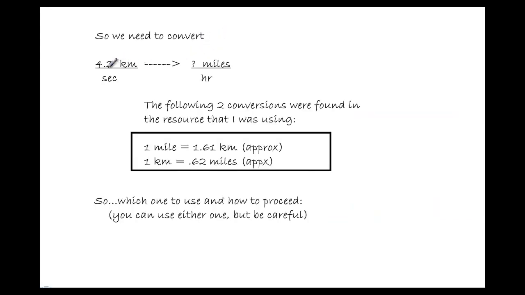We need to convert 4.2 kilometers into miles, and we need to convert from seconds into hours. These are two of the conversions that were found in the resource that I was using. Actually, it was a textbook. 1 mile is equal to 1.61 kilometers, and these are approximate values, and then 1 kilometer is equal to 0.62 miles. So the question is, which one do we use and how to proceed? The key here is that you can use either one, but you have to be careful.